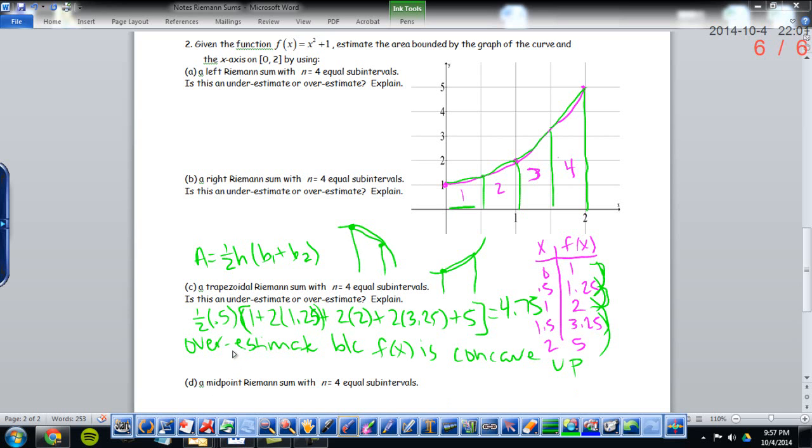And once again, I don't suggest memorizing this, I just suggest being able to draw it. So just kind of to review, for left and right Riemann sums, the overestimate or underestimate has to do with whether the function is increasing or decreasing. But for a trapezoid Riemann sum, the over or underestimate has to do with the concavity of the graph.